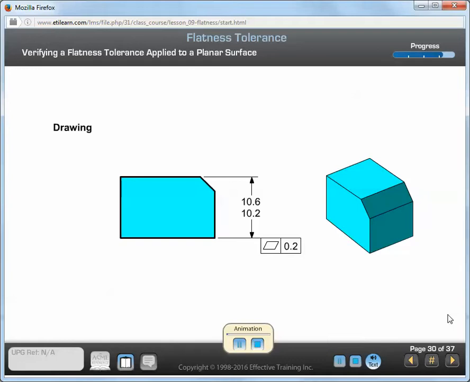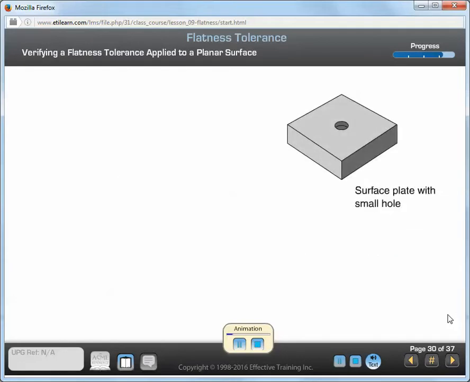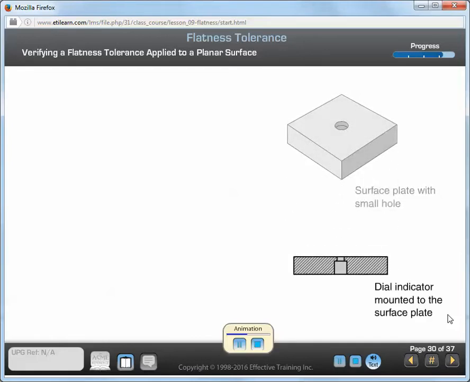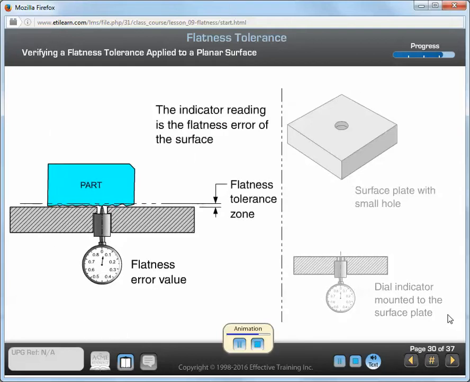Mount the dial indicator to the surface plate and set it to 0 at the level of the surface plate by using a gauge block. This establishes the reference plane, or the first plane of a tolerance zone, as you can see in this animation. Place the part on the surface plate, contacting its high points. As the part is moved randomly around the surface plate, the dial indicator traces a path across the part surface and measures the distance between the surface plate and the low points of the part surface. If the indicator reading is larger than the flatness tolerance value, the surface is not within its flatness specification.